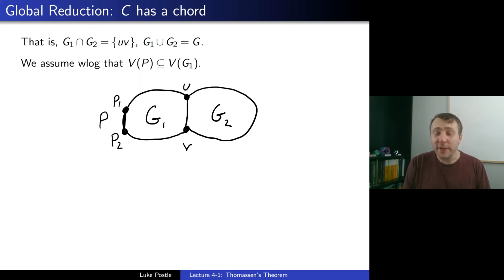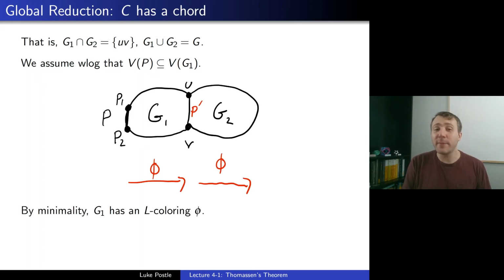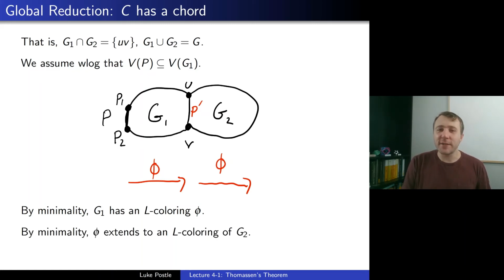So what we do here, probably don't have to pause the video, I just said it, it's the same trick, right? You go by minimality and you say G1 has an L coloring phi. So you delete G2, you get coloring then on U and V, and they're different because you keep the edge in G1, but then I keep the edge also in G2, and then I extend the coloring from U and V, which we'll call P prime now, out to G2. So we have colorings of G1 and colorings of G2. Very nice, right? This pre-coloring.